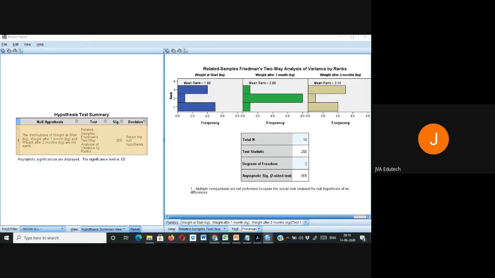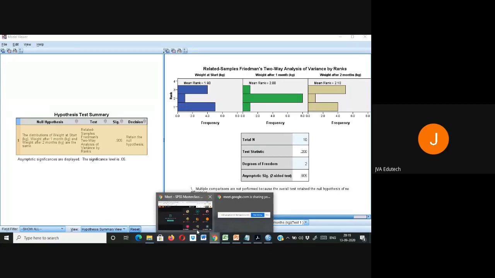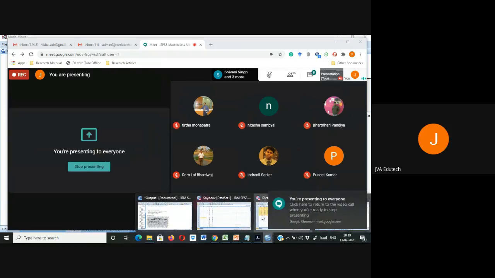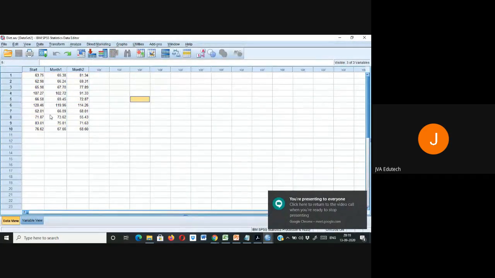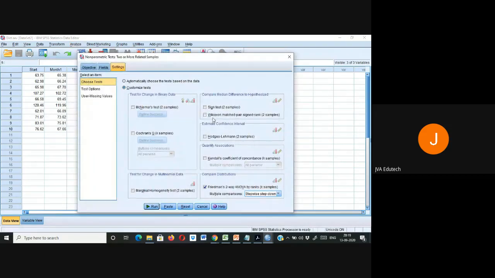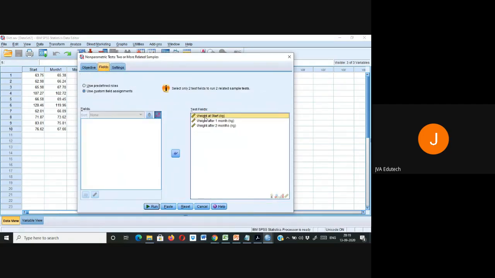If you want to calculate the effect size, then again you have to calculate the Z value, and that has to be calculated by performing Wilcoxon signed rank test 3 times, because there is no direct method in that. Related samples, and here you can select Wilcoxon test, and in the fields you have to check weight at start and compare to weight at 1 month. Run.